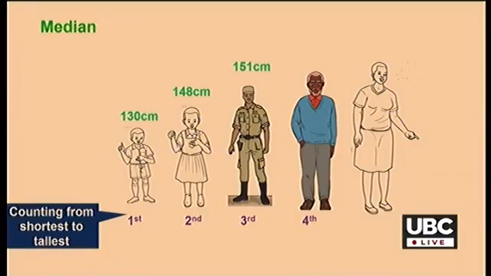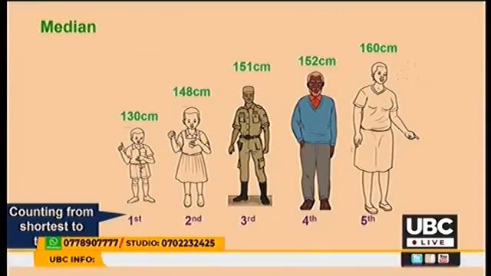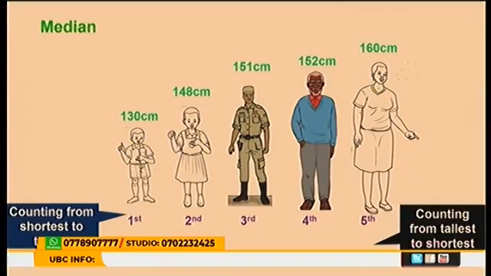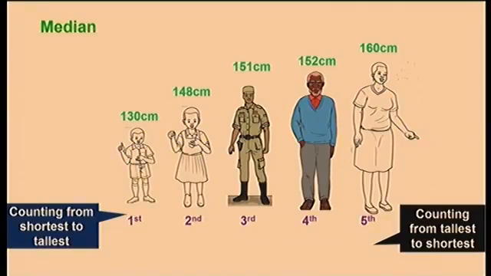The second member of the family has 148 centimeters. The third member of the family has 151 centimeters. The fourth member of the family has 152 centimeters. And the fifth member of the family has 160 centimeters. We have arranged our members of the family starting with the shortest. When we are looking for median, you can also arrange your members starting with the tallest to the shortest.